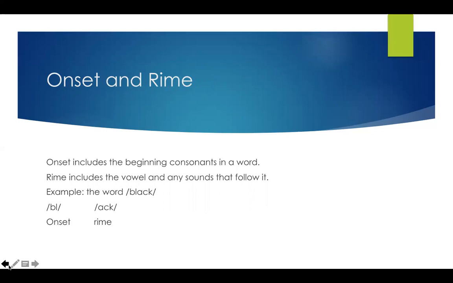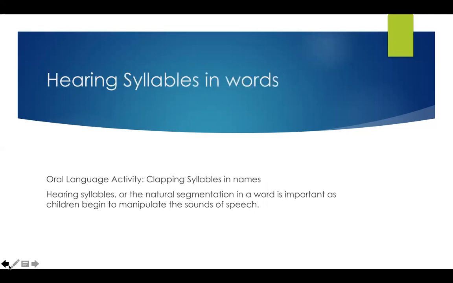Syllables are the natural segmentation in a word, and it's important as children begin to manipulate the sounds of speech to understand the syllables in a word. Think about spelling specifically. Children need to be able to spell and to be able to hear the natural segmentations or syllables of a word so they can sound out the different syllables in that word.